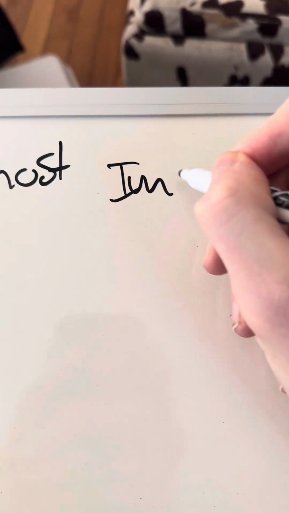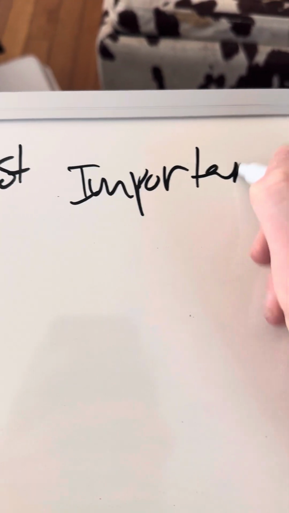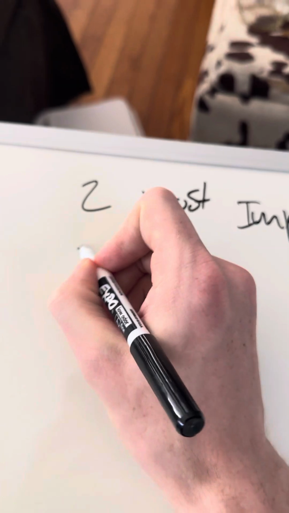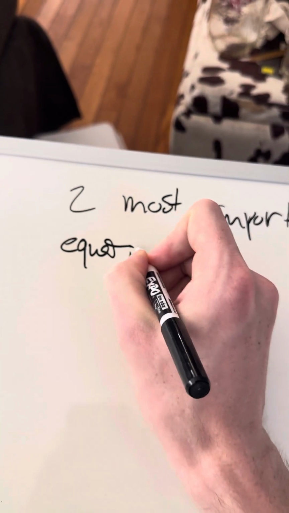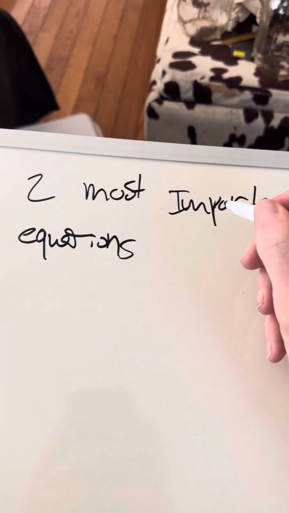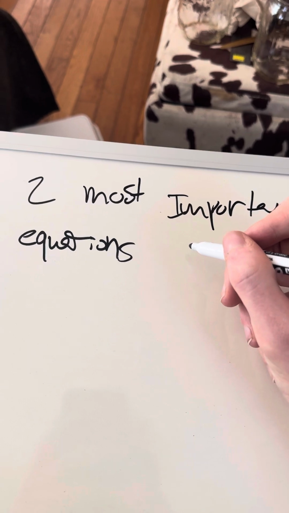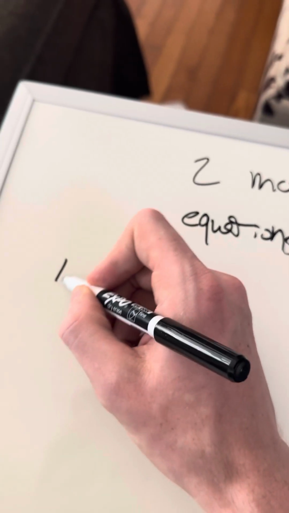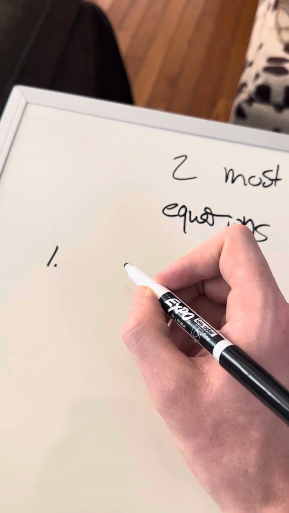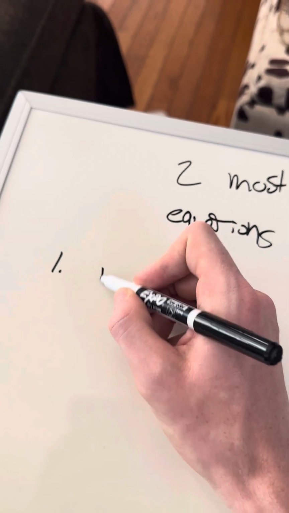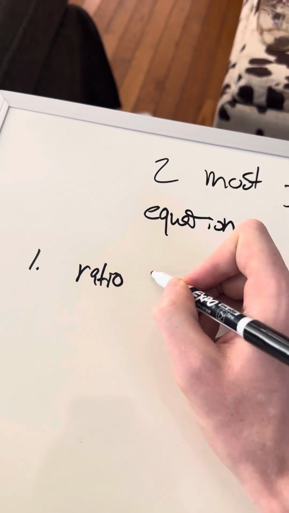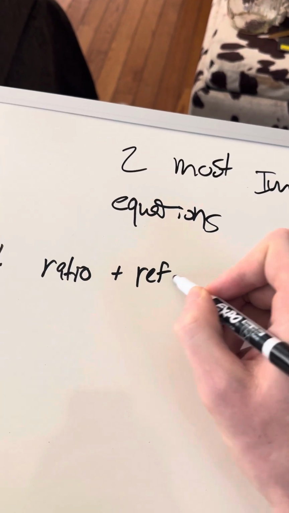All right, well, I just want to show the two most, here, I'll write it. The two most important equations for guitarists, but maybe just musicians or instrument builders in general. So one is going to be the pitch frequency equation, and this is going to be ratio plus reference pitch.